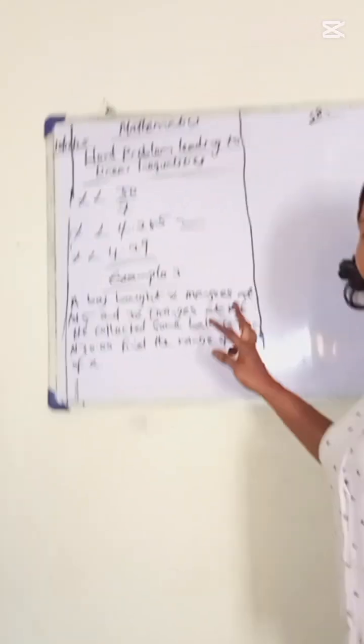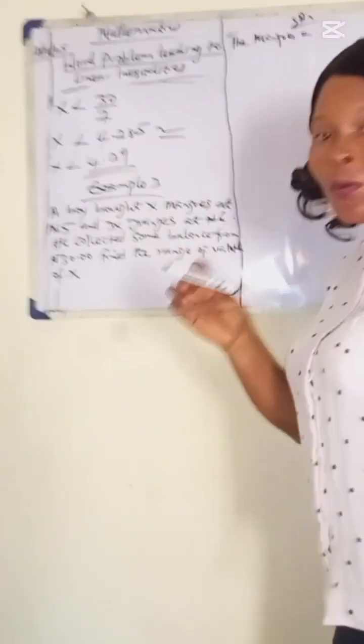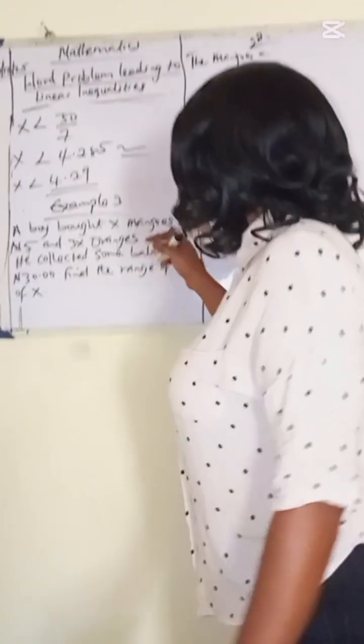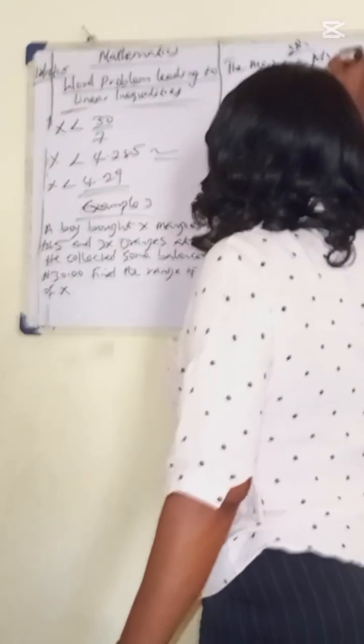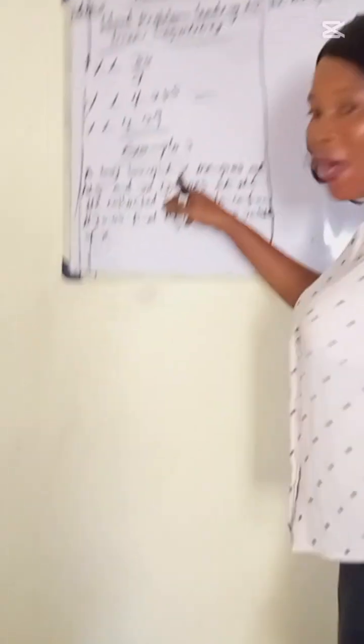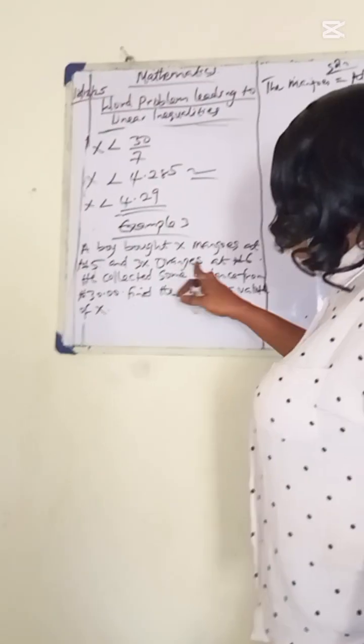So now a particular boy here bought 2 items. He bought mango and oranges. I want to use the different items to represent the values, just like what we did in the previous example. So I'm going to write mango, because it's a particular boy that bought this item. He bought x mango at 5 naira, so I'm going to put x. That is, a boy bought x mango at 5 naira. That is 5x.